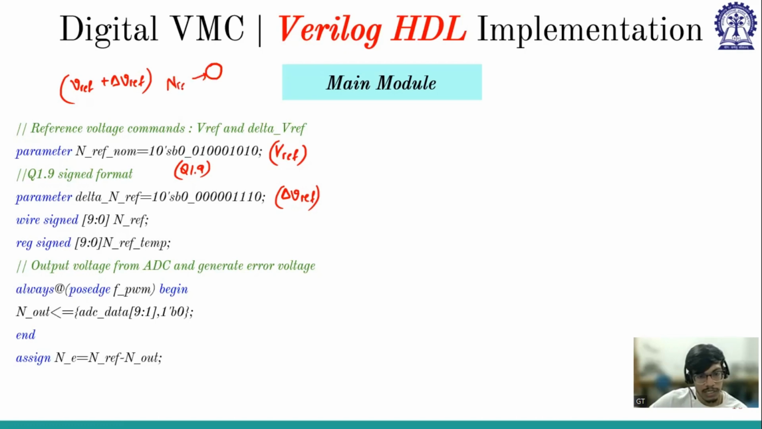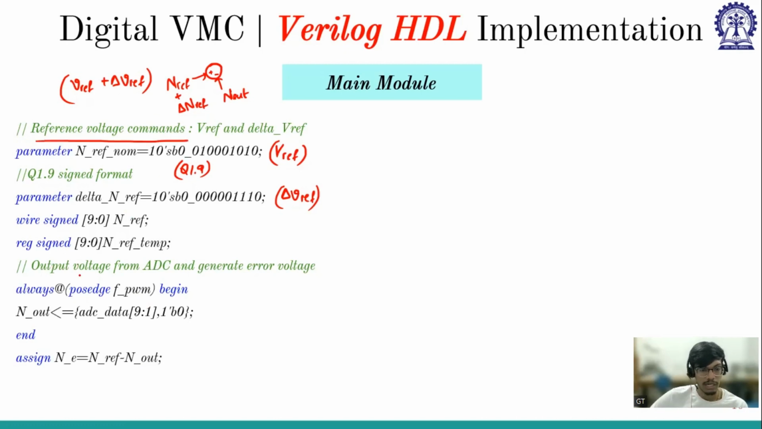So since this is digital, it is N reference minus N out. But if there is a reference transient, then SAR will add this delta N ref to N ref, so that the reference voltage is incremented, which is the reference transient. And after that, SAR has defined some N ref temp for storing these values, whether it is a reference transient or not. For that, SAR is using wire and reg. So these are all the reference voltage commands.